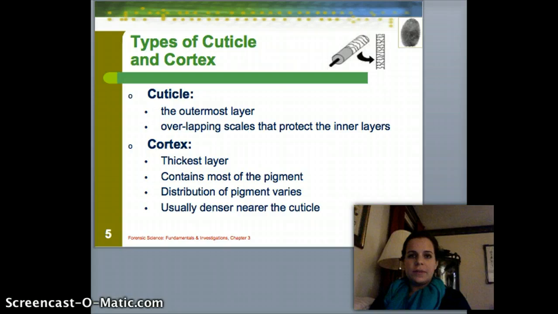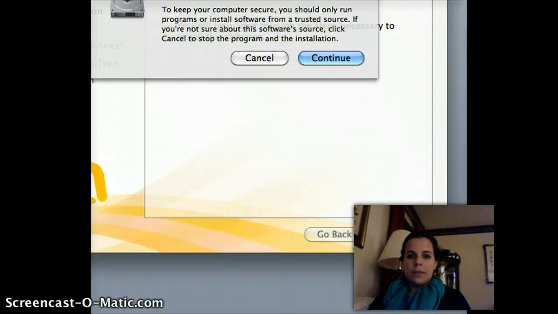So there's different types of cuticles and cortex. The cuticle, again, is the outermost layer of the hair, and it has overlapping scales that protect the inner layers. We've talked about the three types.